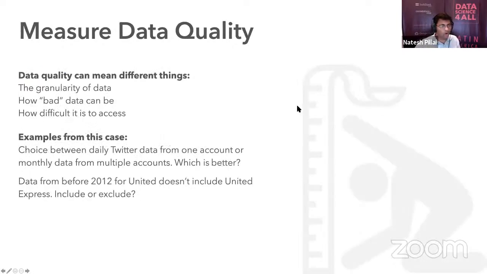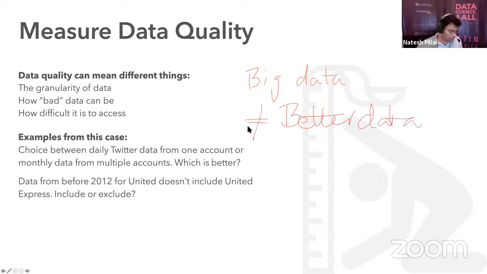Now, one thing I do want to talk about is, let me tell you this: big data is not equal to better data. Okay, can we just pin this, please? Big data not equal to better data. Absolutely false. False, as the Germans would say.